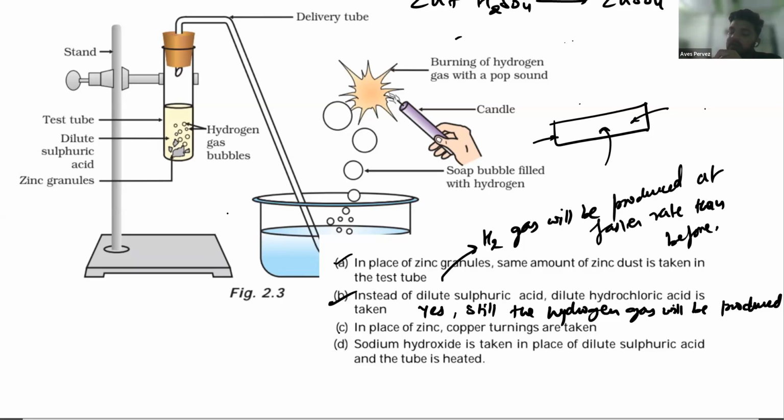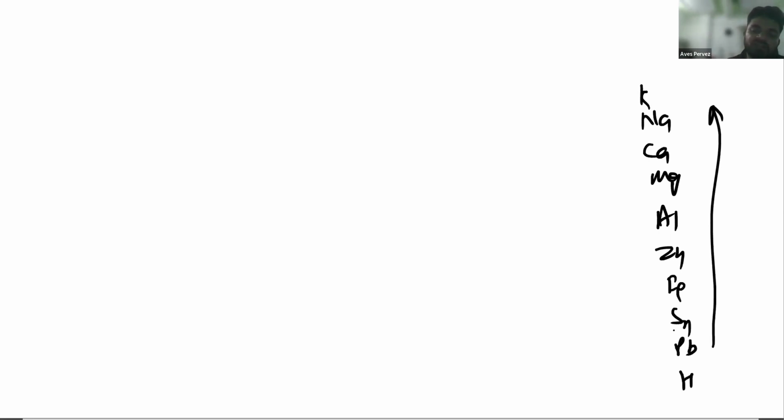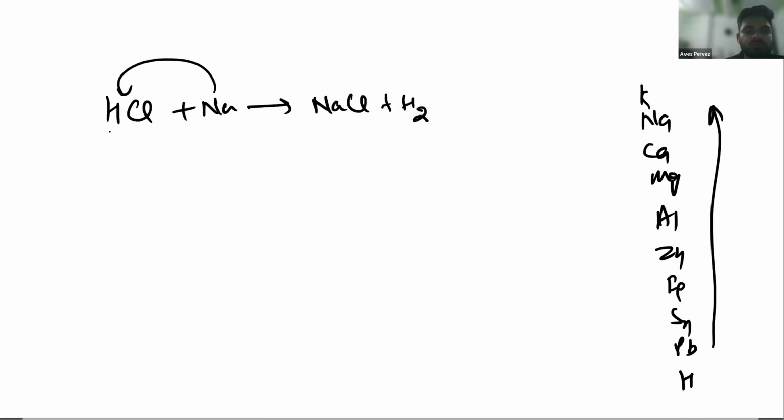Lower. Zeba, slow. Ammar, do you want to answer this question? No, I'm still trying to find the answer. Okay, so actually we know that this acid and metal reaction is a displacement reaction. You know the series: potassium, sodium, calcium, magnesium, aluminium, zinc, iron, tin, lead, hydrogen. Those metals that are above hydrogen can react with acids. Here Na is going to displace the hydrogen, and hydrogen is going to be produced, because Na is more reactive than hydrogen.